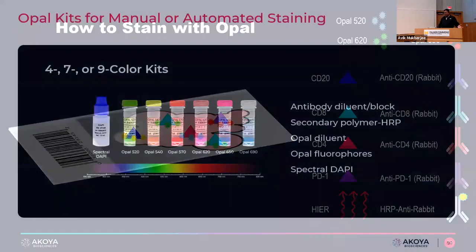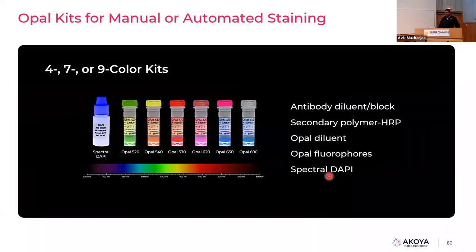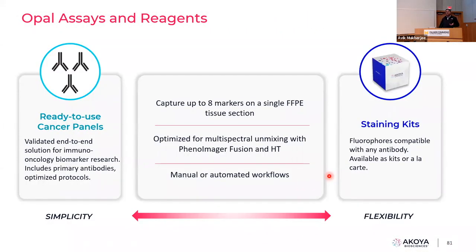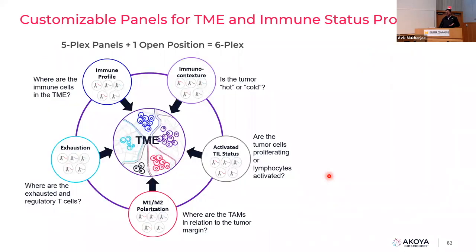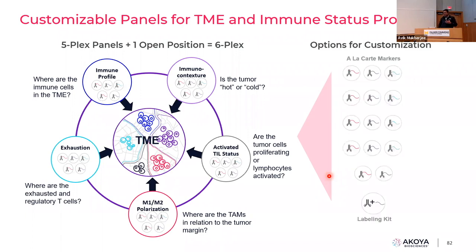The opal reagents are available in 479 kits. There are different pan-cancer kits. And recently we have launched some PhenoCode signature panels, where we have created panels to answer whether the tumor is hot or cold, and whether there are proliferating cells and lymphocytes. But you can add one of your own markers to this panel and do a quick optimization of those panels.